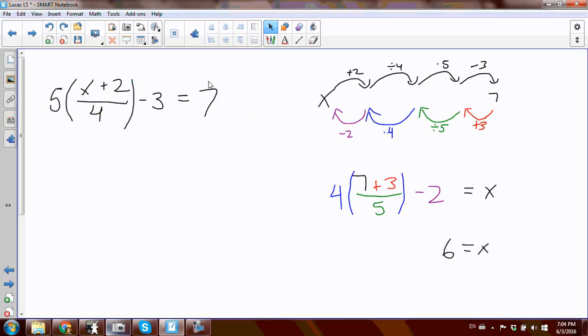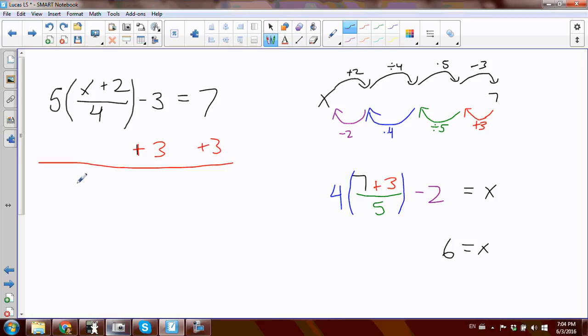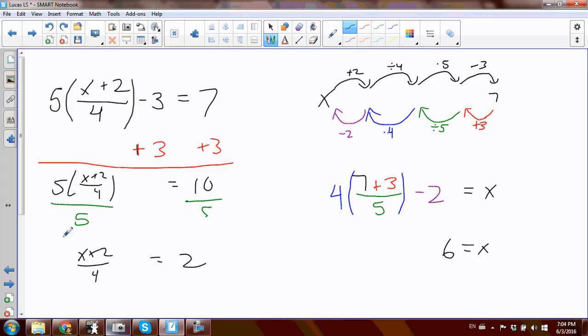take the last thing that happened to this unknown variable, minus 3, is the first thing that we undo. So we add 3 to both sides. And so we end up with 5 times that quantity equals 10. And then the second to last thing, the next thing we undo was the second to last thing that was done. So we divide both sides by 5. And so we end up with x plus 2 over 4 equals 2.